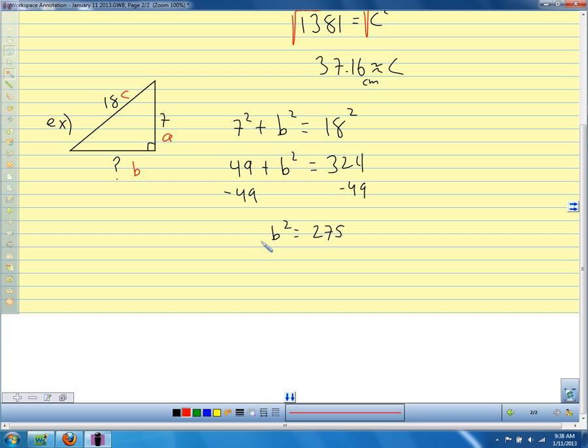Take the square root to finish to get B, and I get B equals the square root of 275, and I get about, I'm going to put a little squiggly equal for approximate, 16.6 units. I didn't have any units here, so I'm just going to say 16.6 units, since we're solving for a length. So we just plug in the numbers that we have into our equation and solve for the one that we're looking for. Questions?